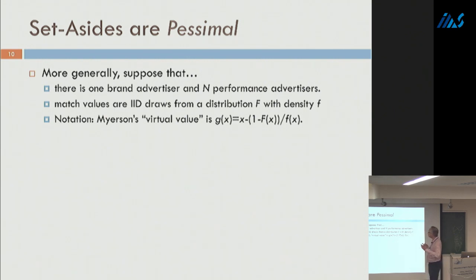So here it is. More generally, suppose that there's one brand advertiser and n performance advertisers. Simple basic model. Suppose that the match values are independently and identically distributed from some distribution F with some density little f, and that this is the Myerson virtual value function.